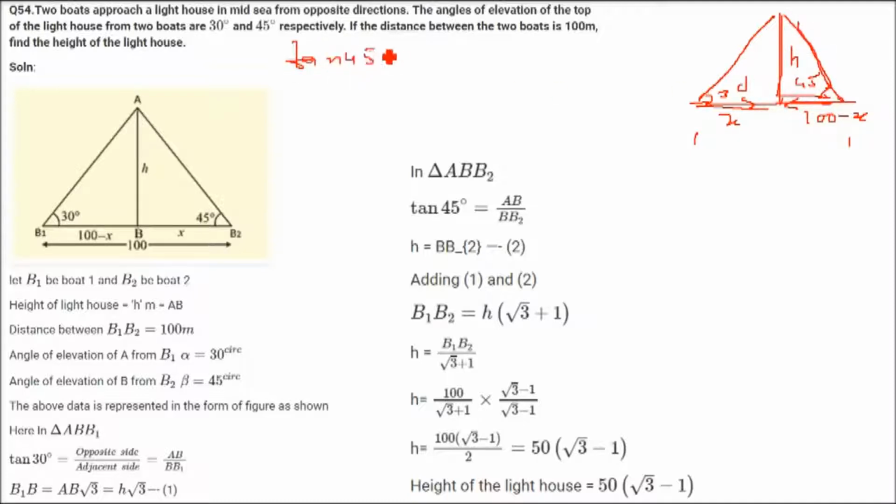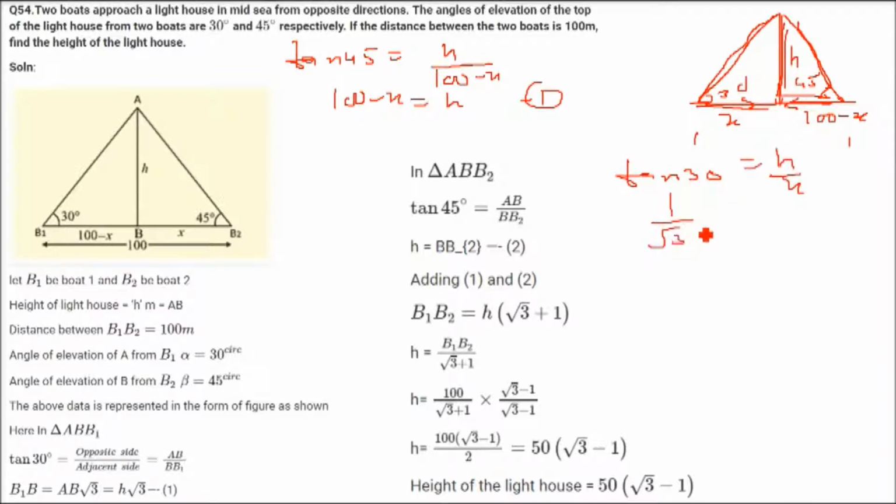So tan 45 degree will be h by 100 minus x. So tan 45, because it is 1, so 100 minus x is equal to h. This is our first equation. We are going to use it somewhere. Now coming to this triangle, tan 30 degree will be perpendicular by base. So h by x. Tan 30 is 1 by root 3 equal to h by x. Right? So this x will be equal to root 3h. Now you can put h as 100 minus x.